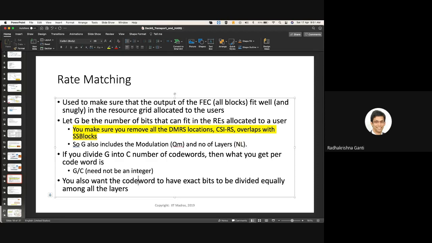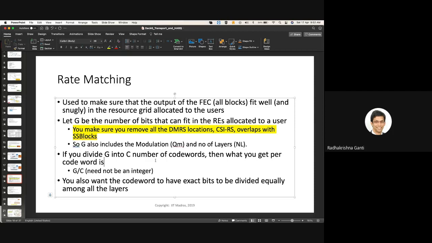Okay. So G is the total number. Once you know your resource grid, and you subtract out all the pilots that you have to put, you will know effectively the number of resource elements that you can use, and you also know the modulation order and the number of layers. Based on that, you can calculate the total number of bits that can fit in the arrays that are allocated to the particular user. These are the actual physical arrays that you have. From that array, you can compute the total number of bits by multiplying with QM and the number of layers so that you get G. So G is the total number of bits you can fit in your allocation across layers and across different arrays.